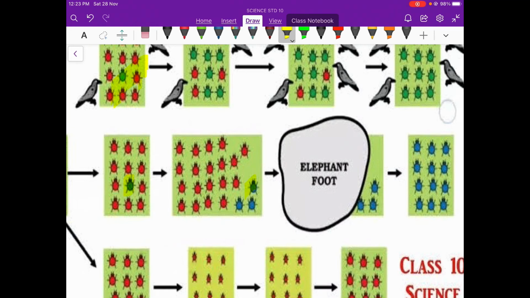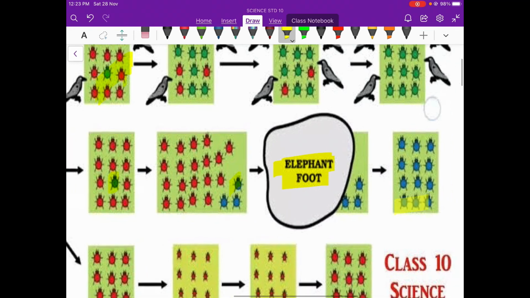But then what happens, an unexpected environmental change comes. What is that? A wild elephant comes in that area and tramples all the bushes. Now blue and red both die, but by chance red die more than blue. So after some days you find there are only blue beetles.